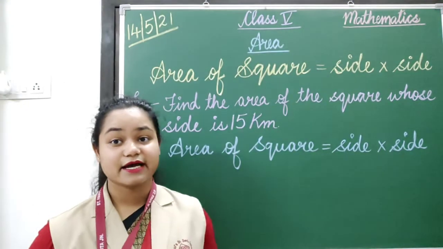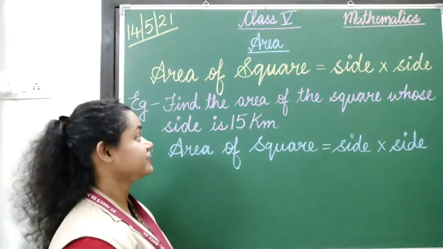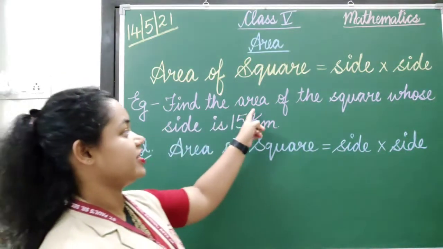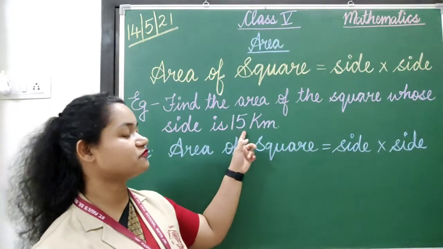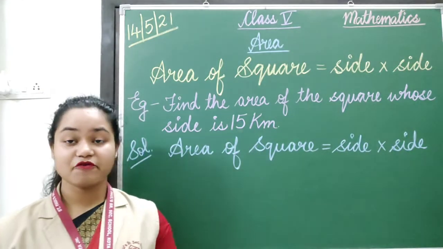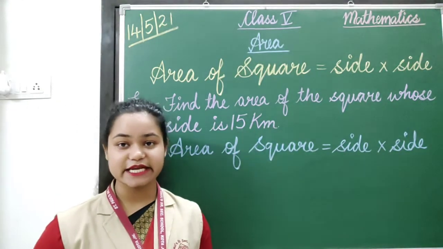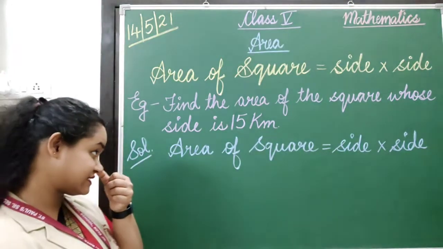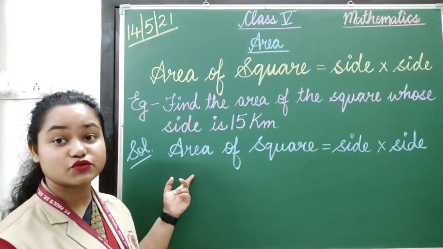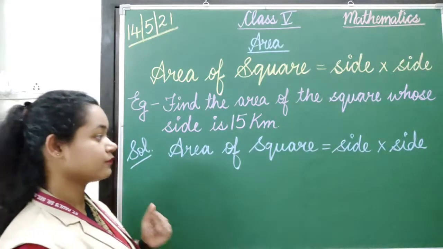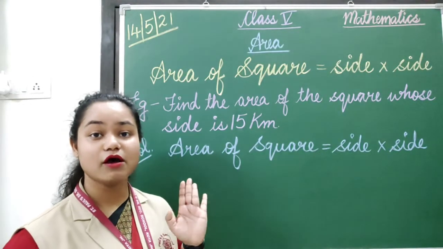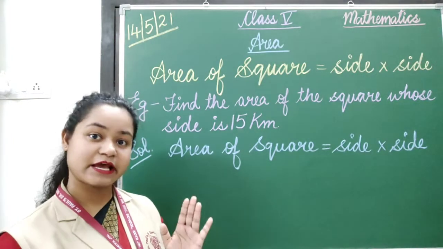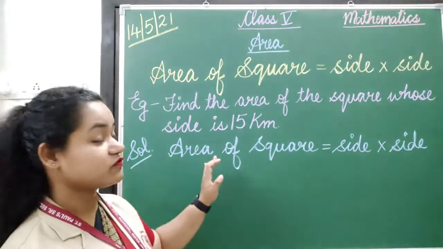Let us see our next example, which is find the area of the square whose side is 15 kilometers. 15 kilometers is the side given to us. Okay, so let's start doing the solution. Now in the solution part, as I told you, the very first line should be your formula, isn't it? Yes. So area, what we have to find out?